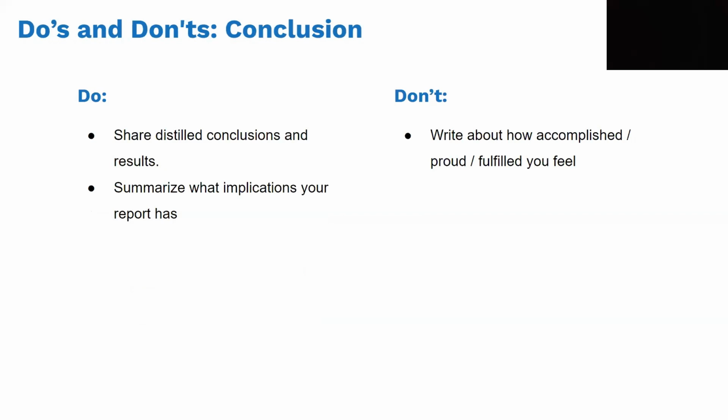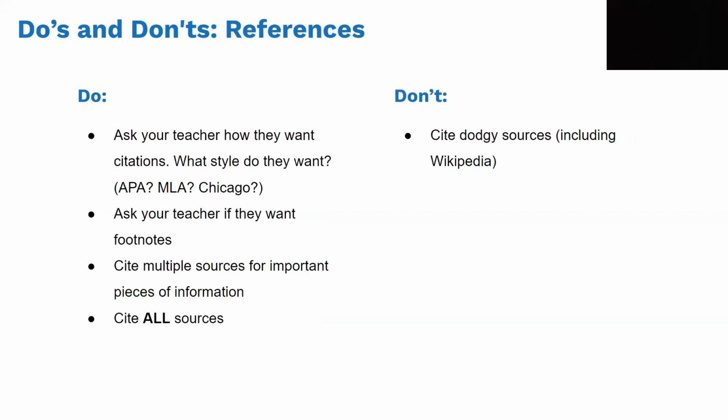References. Ask your teacher what they want. What style will your teacher or your marker like your citations to be in? Do they want it in APA? Do they want it in MLA? Or perhaps Chicago? Additionally, you should ask your teacher if they want footnotes or not. Some teachers do want them, some teachers don't want them.